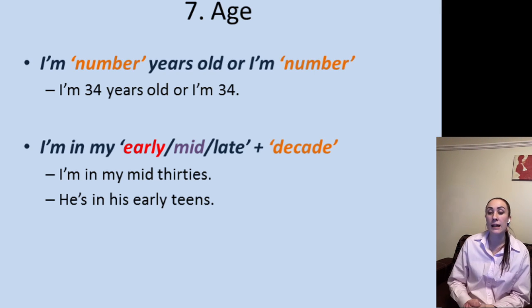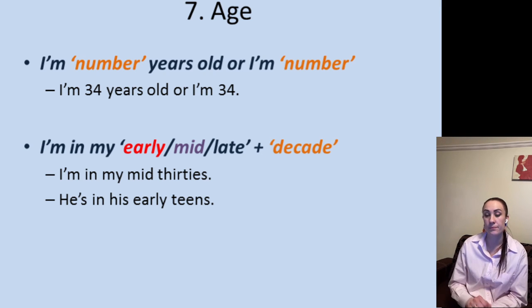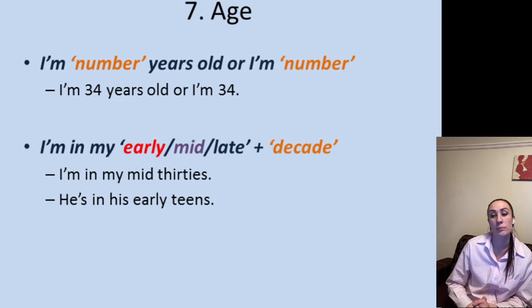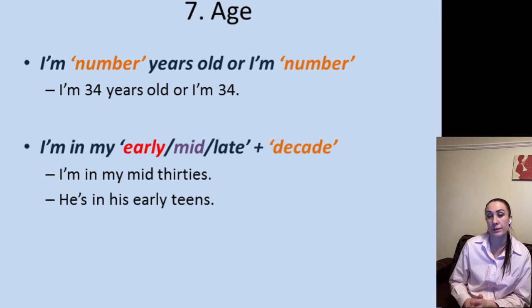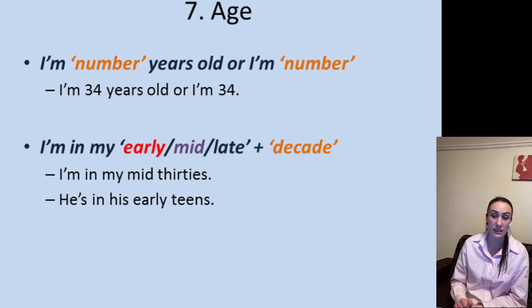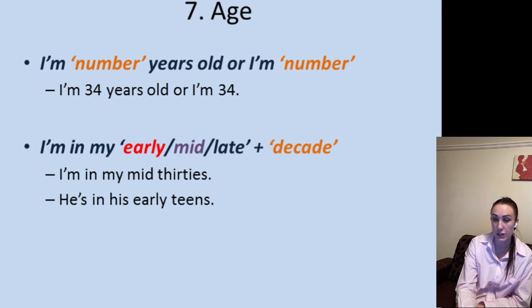I would say I'm in my mid 30s. Yeah, I'm 34, turning 35 soon, so I would say I'm in my mid 30s. If you want to talk about a teenager, yeah, you could say he's in his early, mid, or late teens, teenage years.